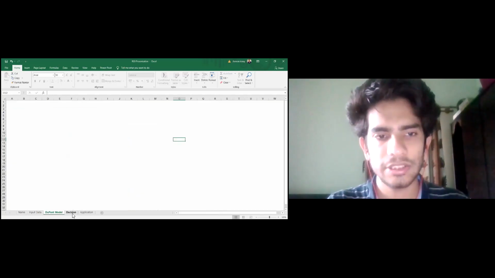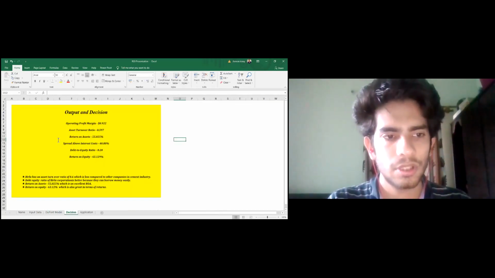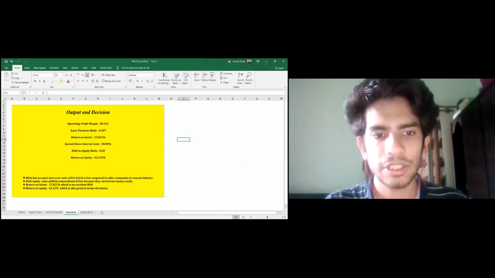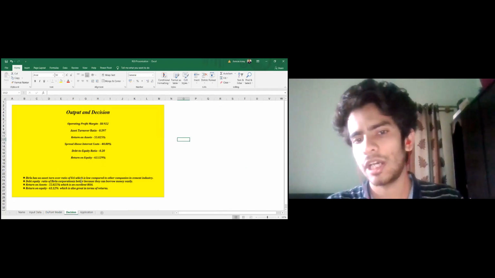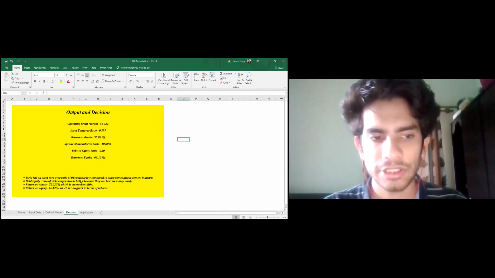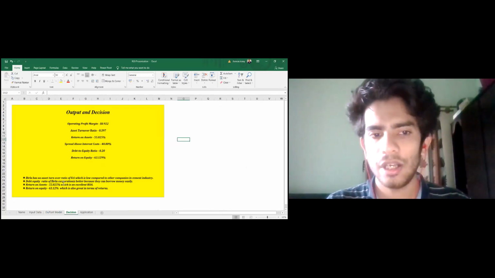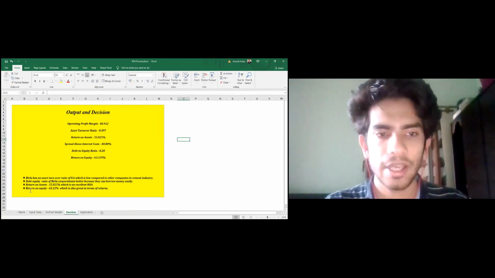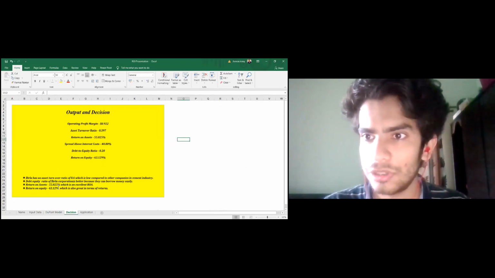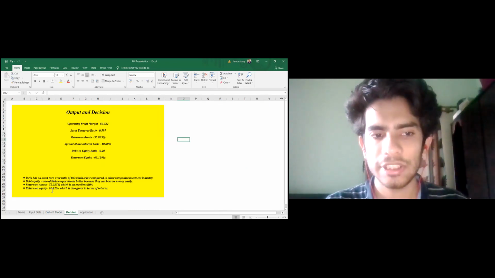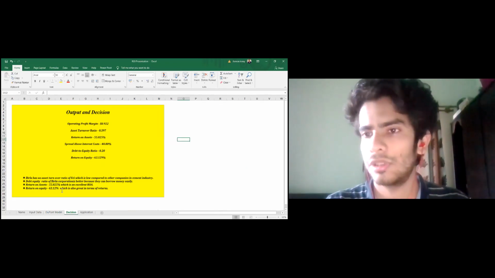The decision I have taken is that the asset turnover ratio of Birla Corporation is low compared to the other companies in the cement industry, and the debt equity ratio of Birla Corporation is better, so that they can borrow money easily. The return on assets is excellent, that is 55.025, and the return on equity, 63.1, is also good.